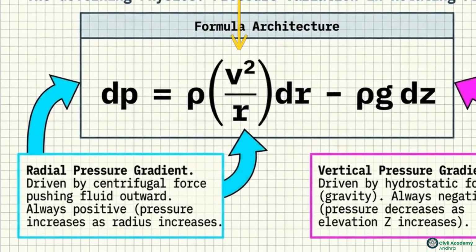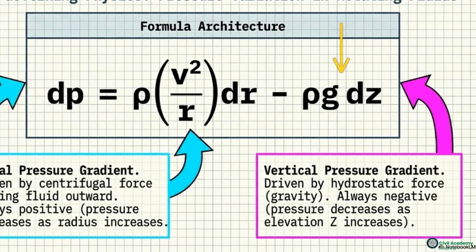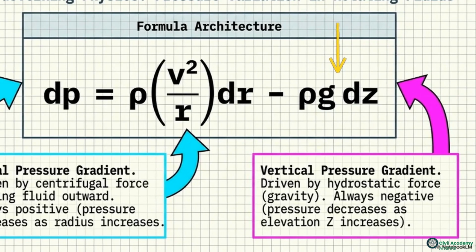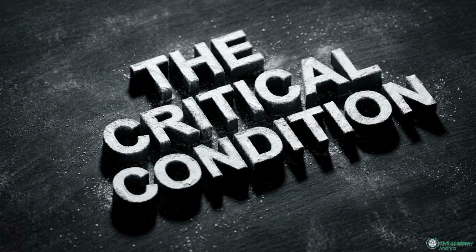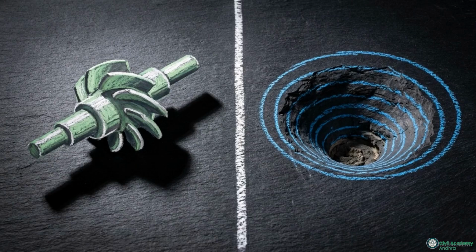First, centrifugal force pushes fluid outward, creating a positive radial pressure gradient. Second, gravity acts downward, creating a negative vertical pressure gradient, governed by hydrostatics. How these two gradients behave inside a specific system depends entirely on one physical condition, whether or not a mechanical external torque is driving the rotation.